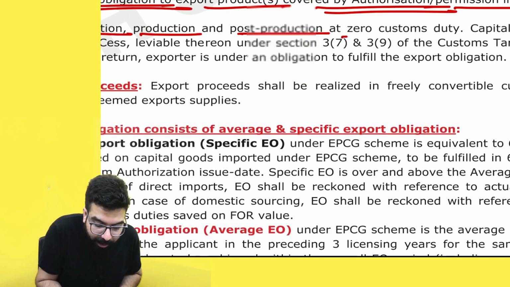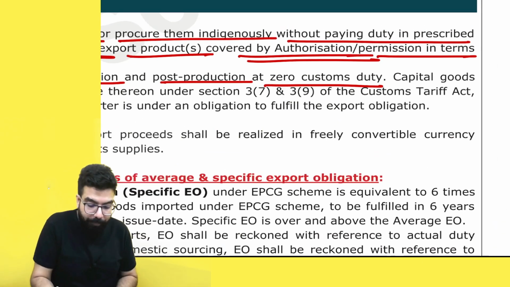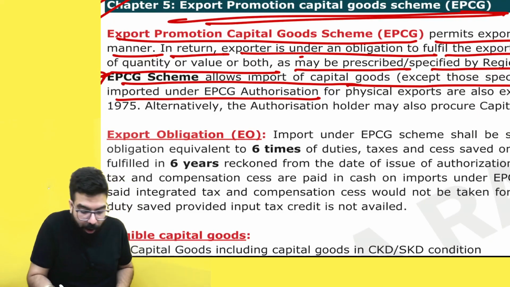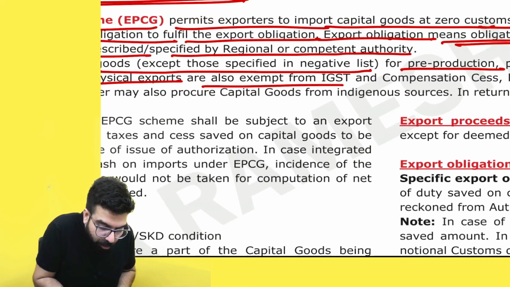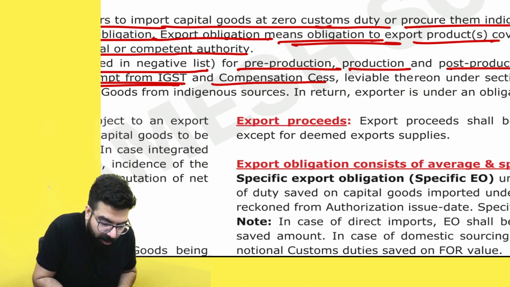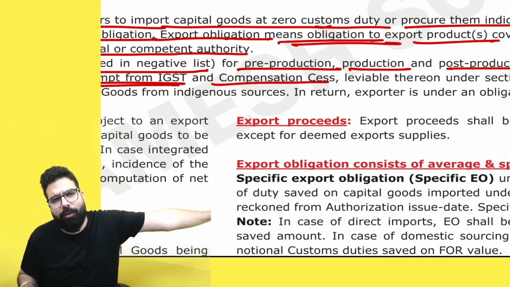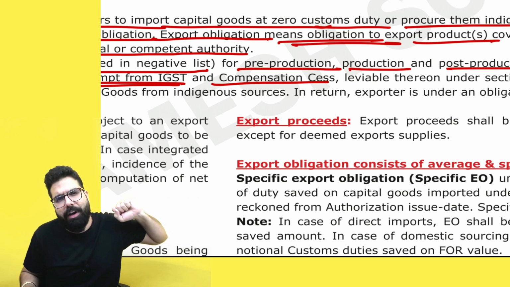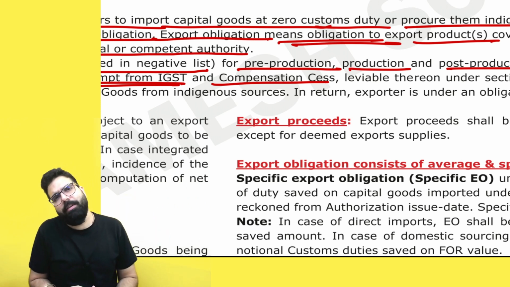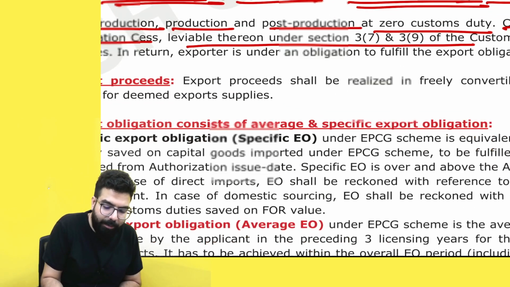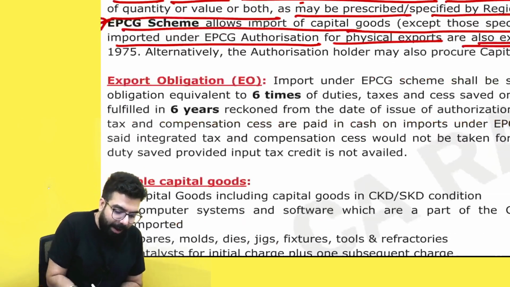Or post production, and you don't have to pay any custom duty. Capital goods imported under the EPCG authorization for physical export are also exempted from IGST or GST compensation cess. It means if you are importing and telling, sir, I am going to export the goods and earn foreign currency, for that you don't have to pay custom duty, and IGST is also exempted, levied under section number 37 and 39 of the Custom Tariff Act.